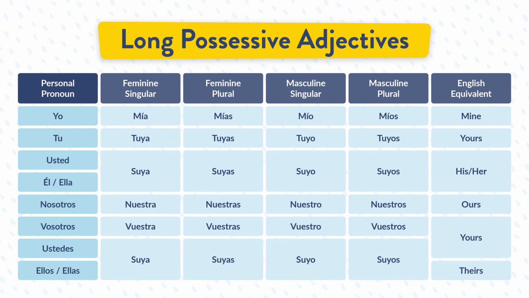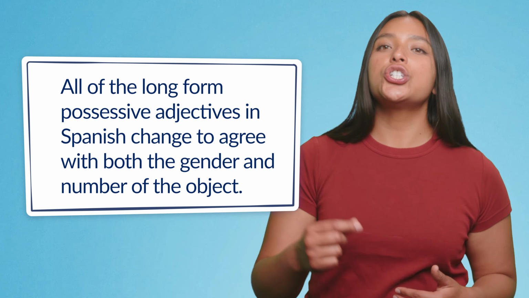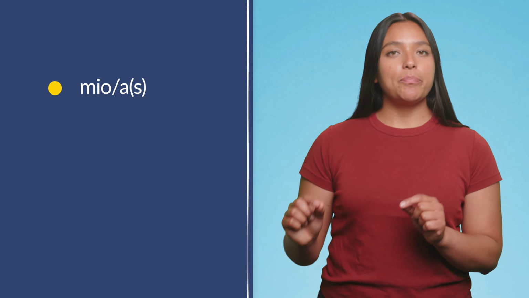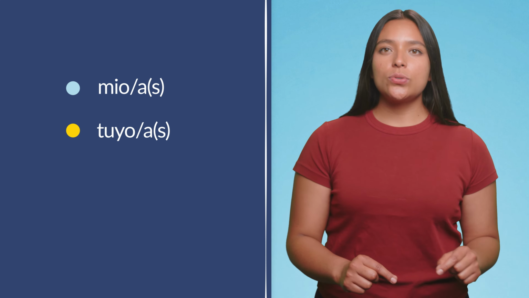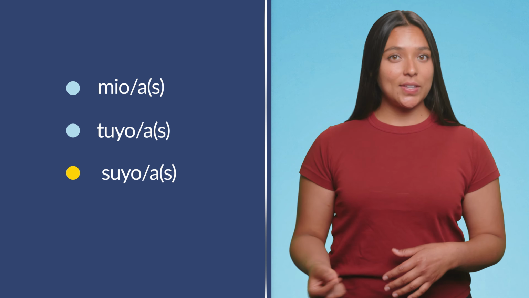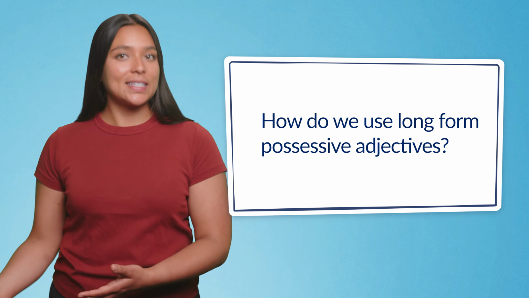Did you notice that in contrast to the short forms, where only the nosotros and vosotros forms were modified to agree with the object's gender, all of the long-form possessive adjectives in Spanish changed to agree with both the gender and number of the object? We can sum up the long form possessive adjectives used with the short list. Míos, mías. Tuyos, tuyas. Suyos, suyas. Nuestros, nuestras. So, how do we use long form possessive adjectives?